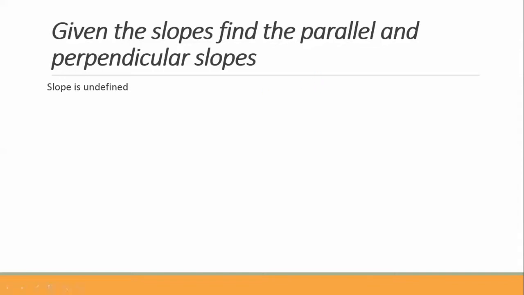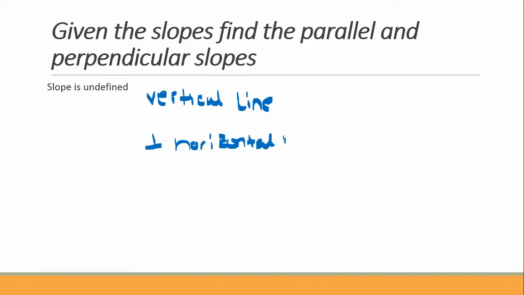Again, if we want to find the parallel and perpendicular slopes, if the slope is undefined, that means it's a vertical line. Remember, we talked about that just a few minutes ago. So perpendicular to a vertical line is a horizontal line. So that means for horizontal lines, the slope equals 0. So if you're looking for something that's perpendicular to slope undefined, the slope is equal to 0.